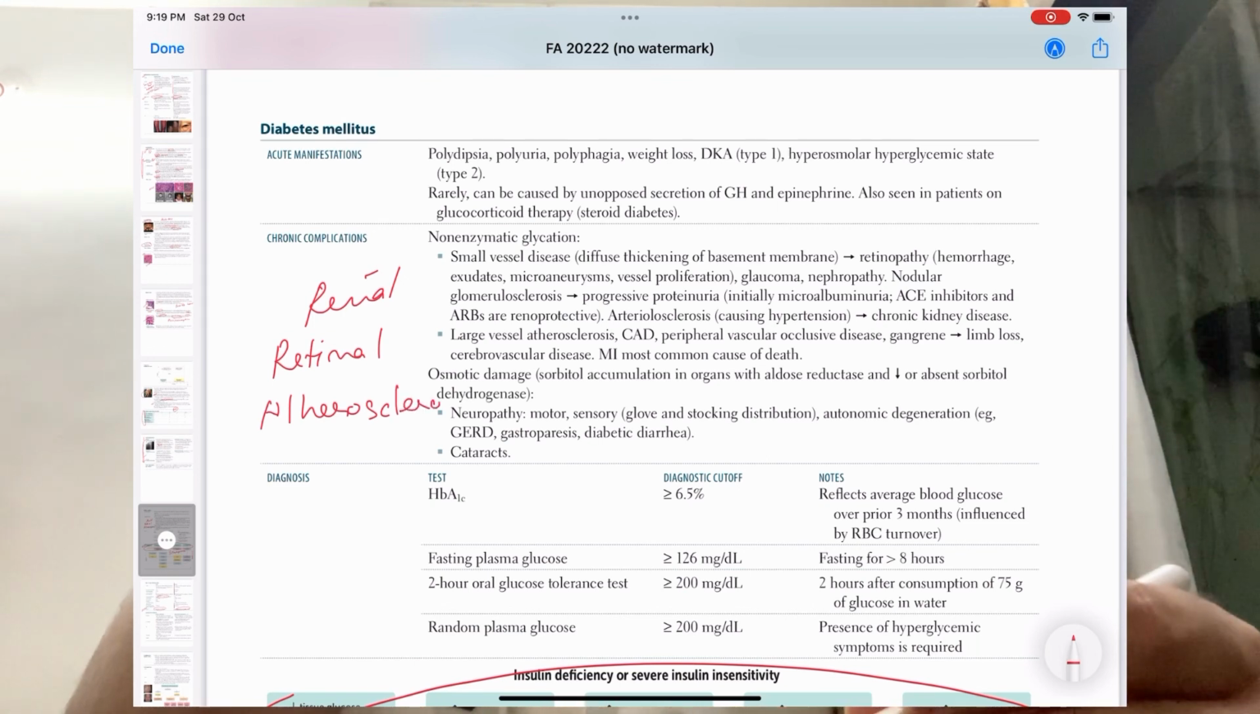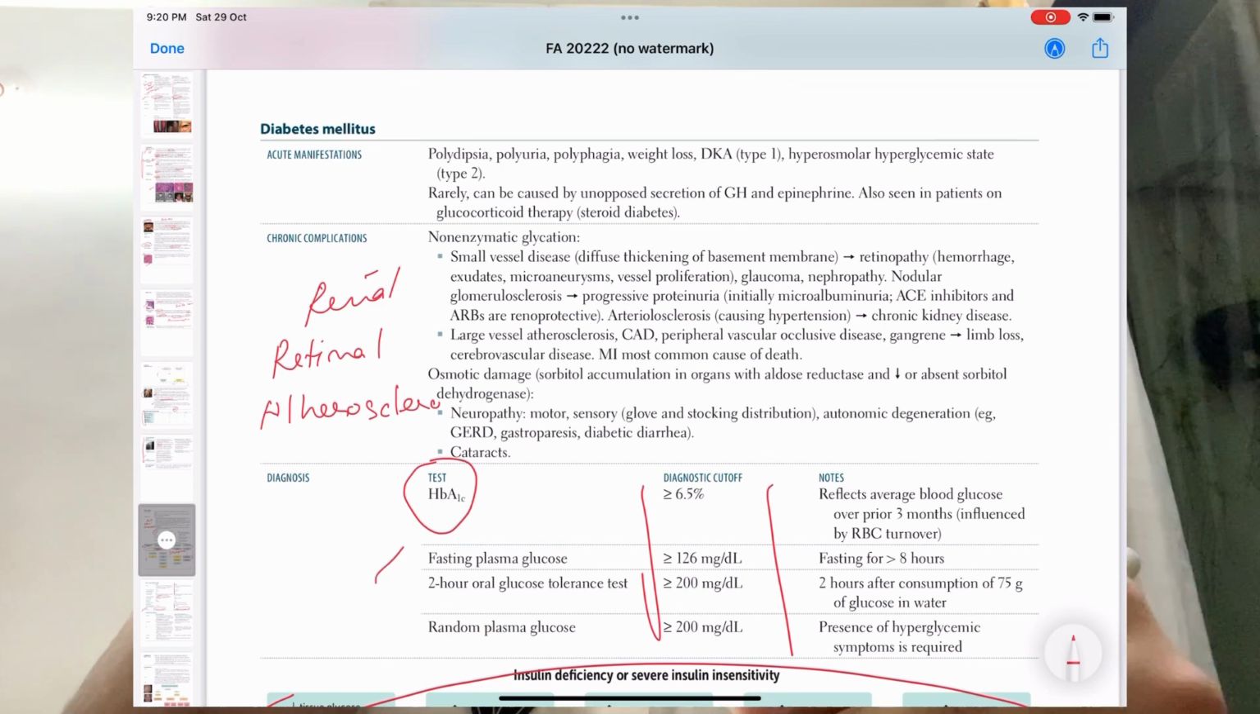Along with that, you should also know how you diagnose it, which is the most common and the easiest way, that is HbA1c, the value you should remember. What all these tests are, you should remember. Diabetes mellitus is very common and you should know each and everything about that. Alright, so that's all for diabetes mellitus. Make sure you are expert in this topic.